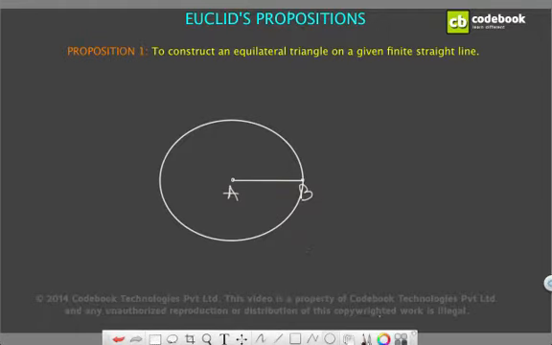Again, let's apply the third postulate and draw another circle with the center as B and the radius as BA. Let the point of intersection of these circles be C. Let's join AC and BC. So now we have a triangle over here. Let's look at the properties of these sides of the triangle.